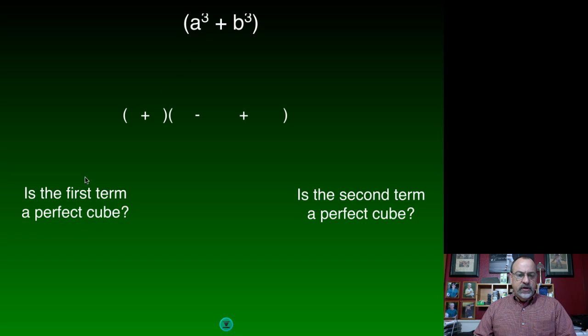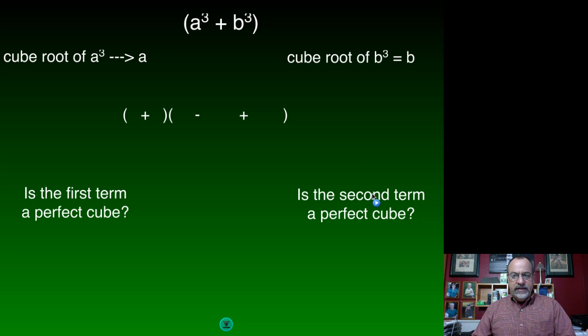So we ask ourselves, is the first term a perfect cube? And yes, it is, and the cube root of that is a, right? And we ask ourselves, is the second term a perfect cube? And we say, yes, it is, and then the cube root of that is b.